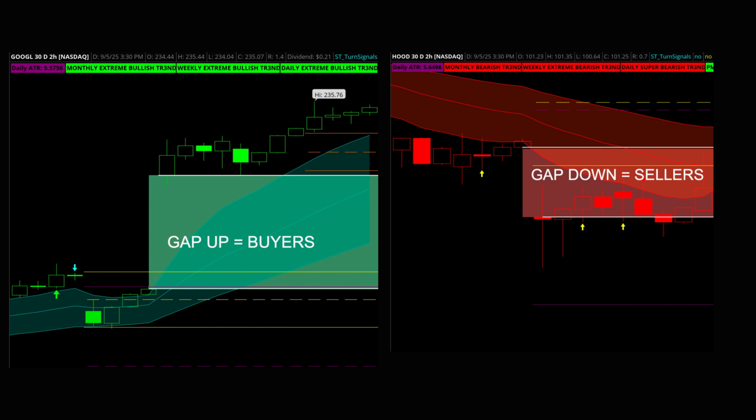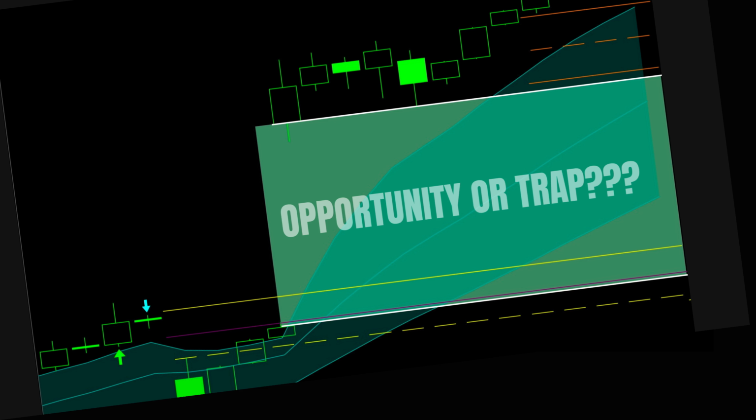A gap happens when the market opens at a different price than it closed the day before. Gap ups usually signal strong buying pressure. Gap downs show fear or selling pressure. But here's the truth, not every gap is a trade. The trick is knowing when to trust it and when to avoid it.